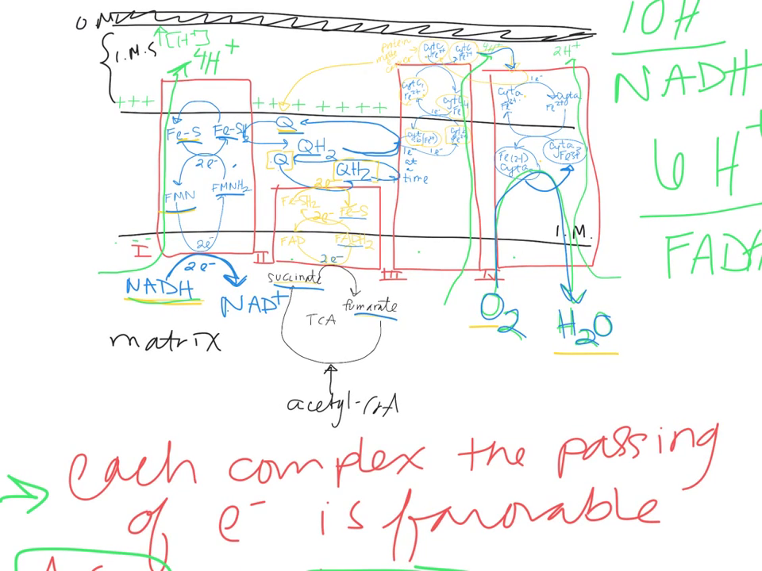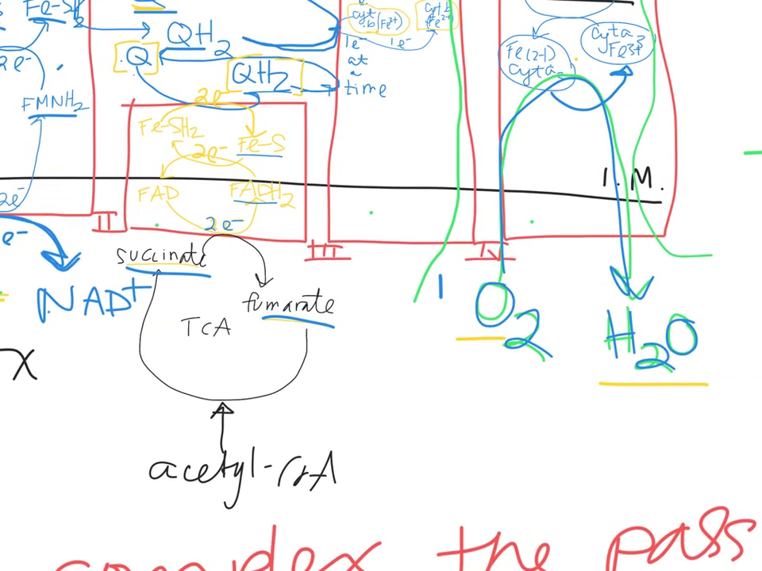So in our half reaction, it said that 1 NADH is able to reduce half of an oxygen. Okay, so that means that in order to get an entire oxygen, we need 2 NADHs. So it's going to take 4 electrons to get an entire O2 to be created into 2 waters. It's just food for thought.